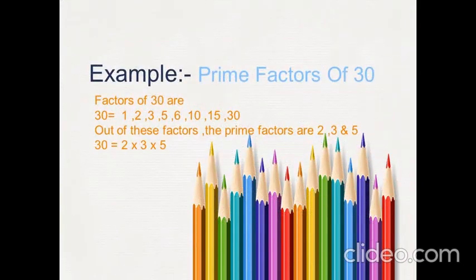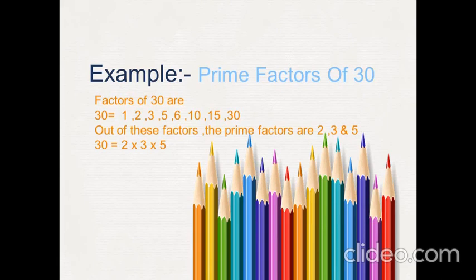Let us find the prime factors of 30. Okay, so how do we find the prime factors of 30? To find the prime factors of 30, first we have to find the factors of 30. Here the factors of 30 are 1, 2, 3, 5, 6, 10, 15 and 30. Now, out of these factors, the prime factors are only those numbers which are prime.